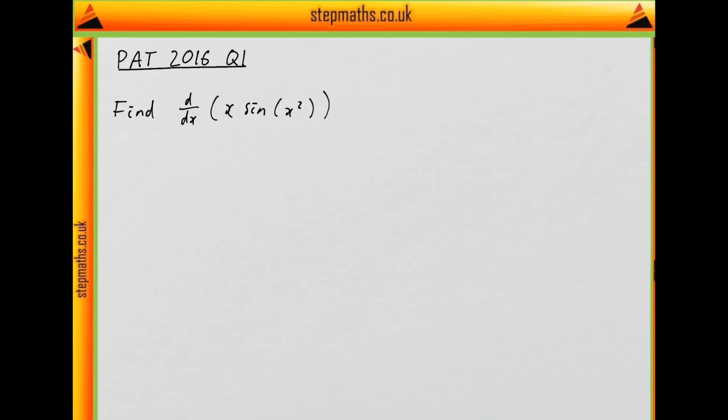This is the 2016 PAT paper, and we'll start with question 1. In this question, all we're asked to do is to differentiate the expression x times sine of x squared. So if you want to have a go at this yourself, pause the video now.